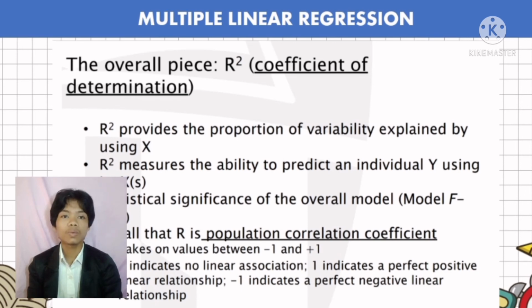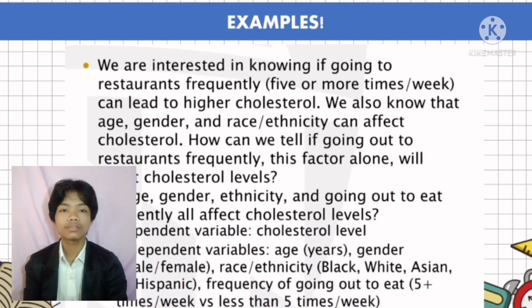It provides the proportion of variability explained by using X. And R squared measures the ability to predict an individual by using X. Then there is the statistical significance of the overall model, the model F test. Recall that R is the population correlation coefficient. It takes on values between -1 and +1. 0 indicates no linear association, 1 indicates a perfect positive linear relationship, and -1 indicates a perfect negative linear relationship.